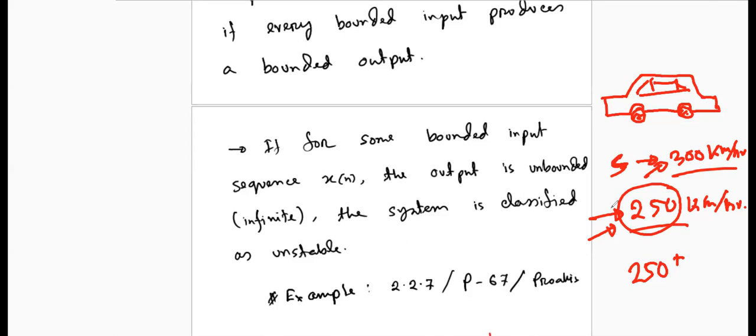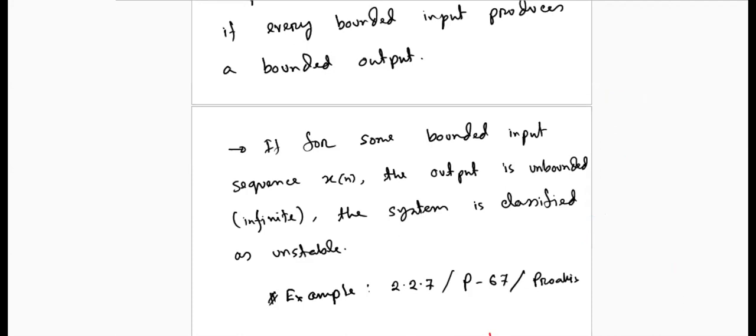So the system stability also depends on the value of the input. You can say the system is unstable because you are giving the input beyond the capability of that system. So in that way, you can say that this system is unstable. So first of all, you need to define the stability from the input perspective, and then you can check your system.